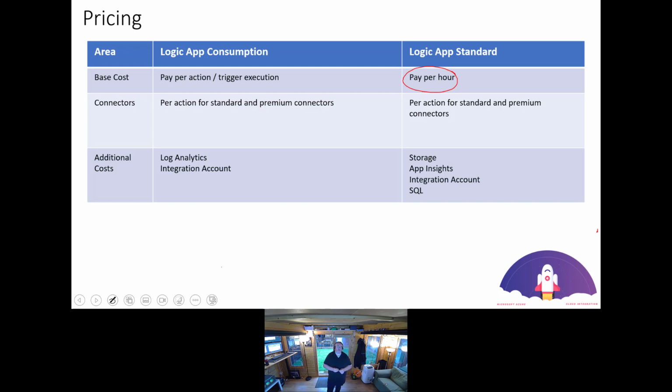The next thing about pricing: Logic Apps Consumption is based around consumption, and Logic App Standard is based around per hour, based on the number of cores that you have. Both types, when they're using the API connectors, which are the cloud connector type, incur additional costs when you consume those actions, whether it be Standard or Consumption. There's a small cost which is based around the per-action model.